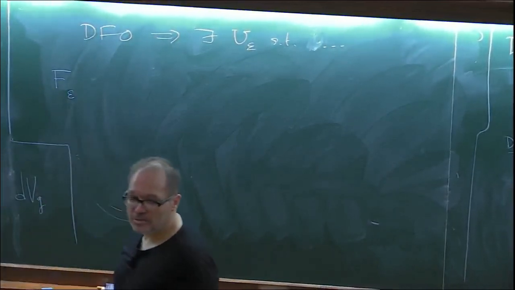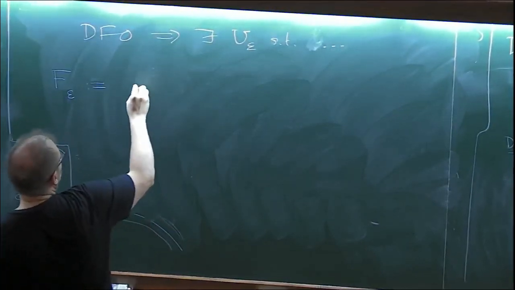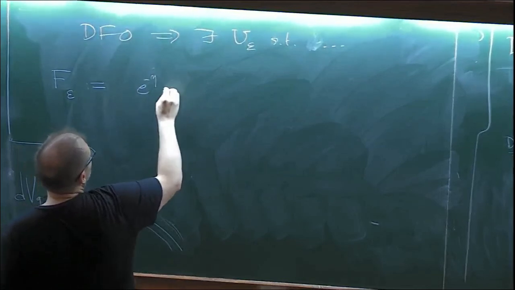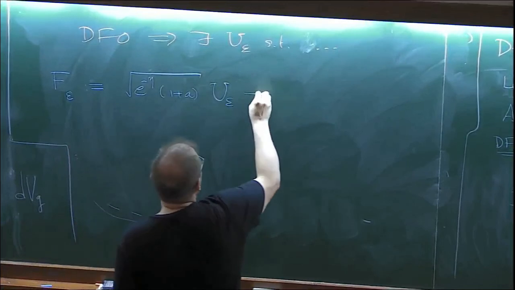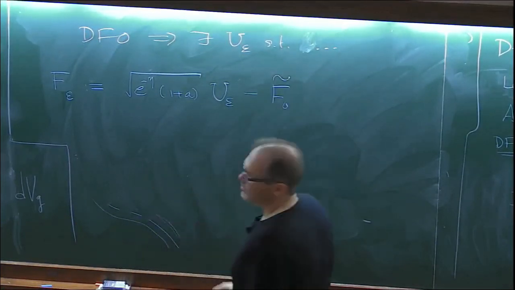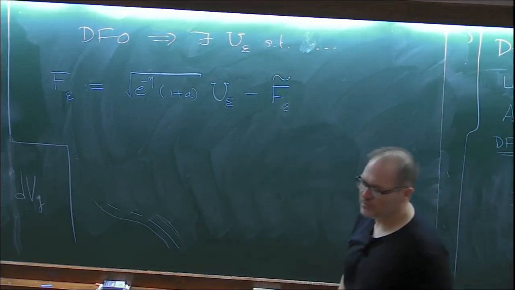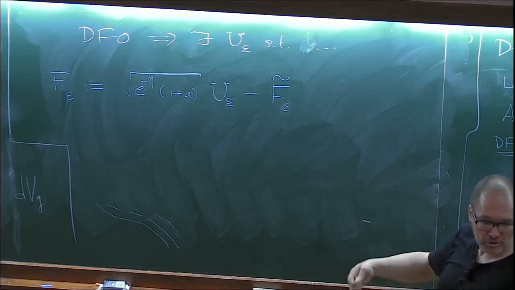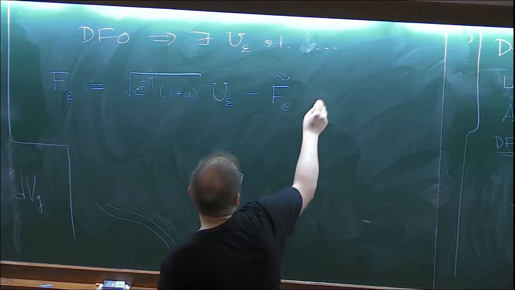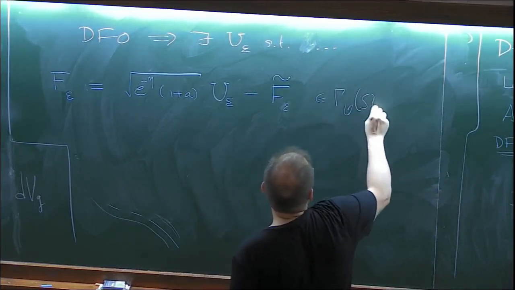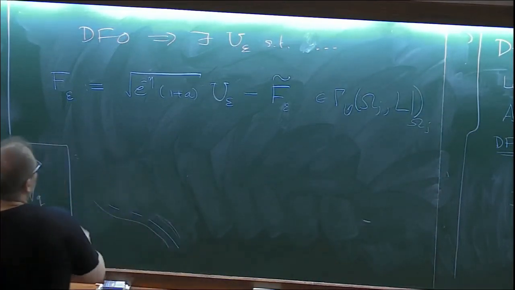My extension is going to be a limit of the following things. F epsilon will be this, e to the minus eta times 1 plus a square root, u epsilon minus f0 tilde, or F epsilon tilde, the cutoff, right? This is holomorphic by the nature of the d-bar equation that's being satisfied, right? So this is a holomorphic section on omega j of the line bundle L along omega j. And what's its L2 norm?